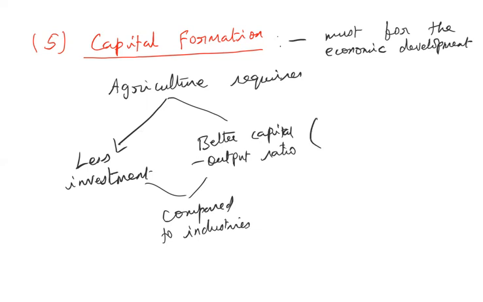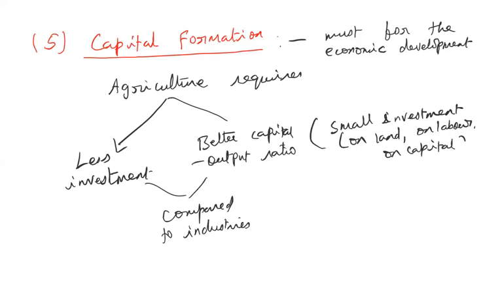Meaning what? Even though you make a small investment, small investment on land, or small investment on labor, or small investment on capital, that is machinery. Here capital I'm referring to machinery. We will be able to get more output out of that land, more output out of that labor, more output out of that capital or machinery, compared to what we are getting from the industrial sector. Or in other words, in order to get the same level of output, we need more amount of investment in the industrial sector.